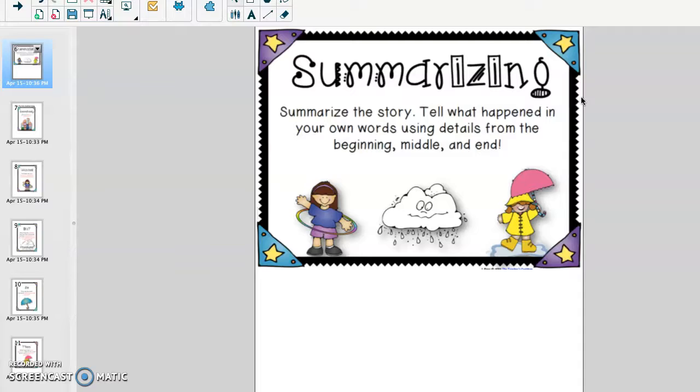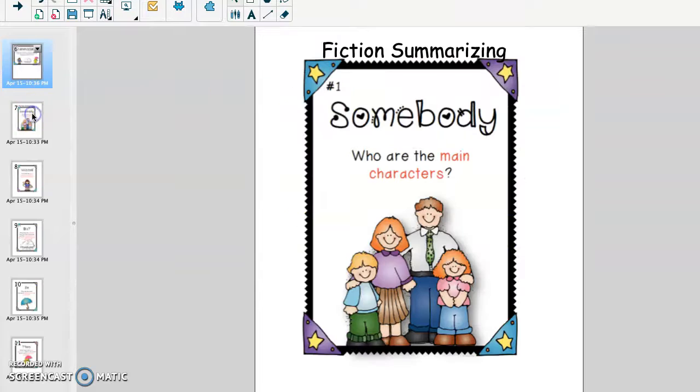So if we're talking about a fiction story, we're talking about a story that has characters, a setting, and usually has a problem and a solution. So let's take a look. Summarizing. That means we are telling what happened in your own words using details from the beginning, the middle, and the end. There are some special words that we use when we're summarizing a text.